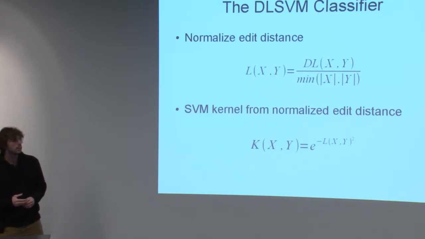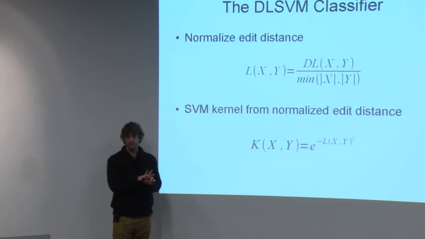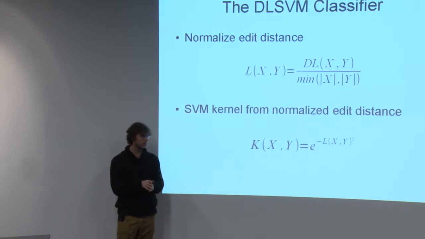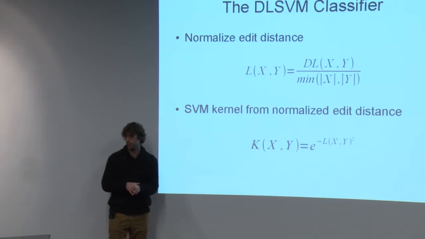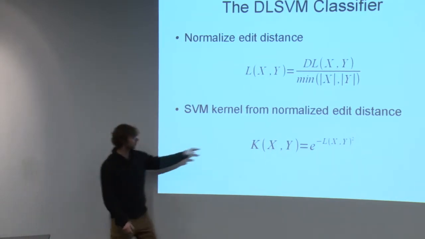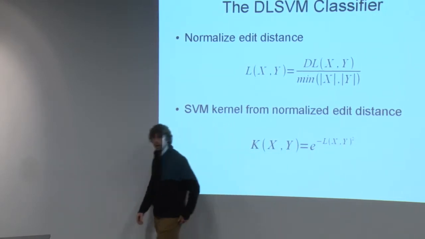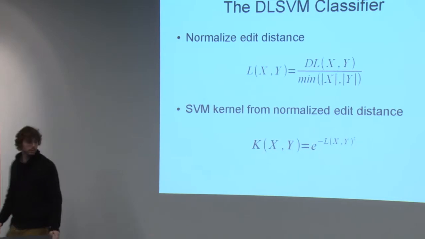A kernel function is essentially a function that tells you the angle between vectors. And these strings of numbers are not vectors, so it's not straightforward how you would define an angle between two strings of characters. But there is a nice conversion from a distance function to a kernel function by taking basically e to the minus L, where L is the distance function squared.